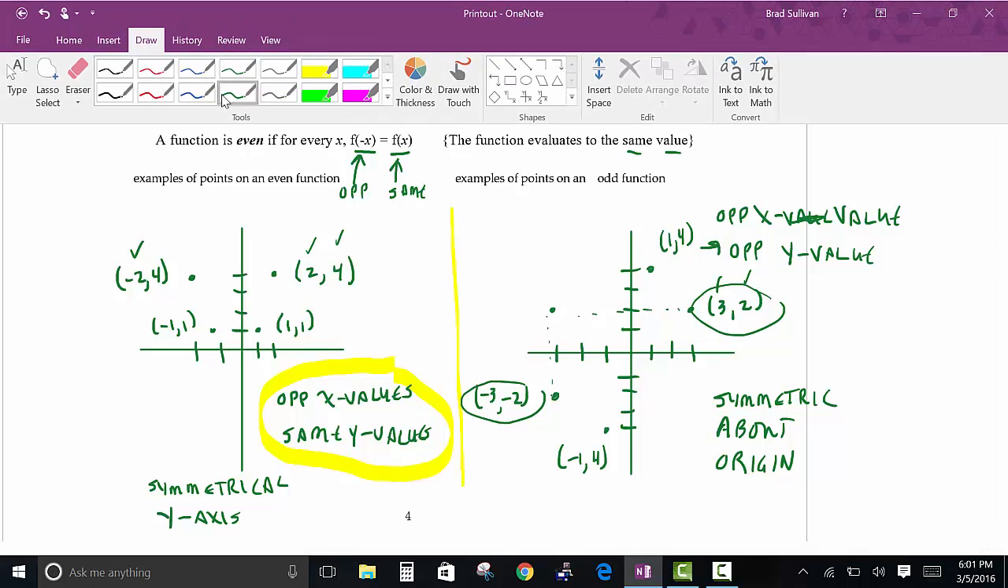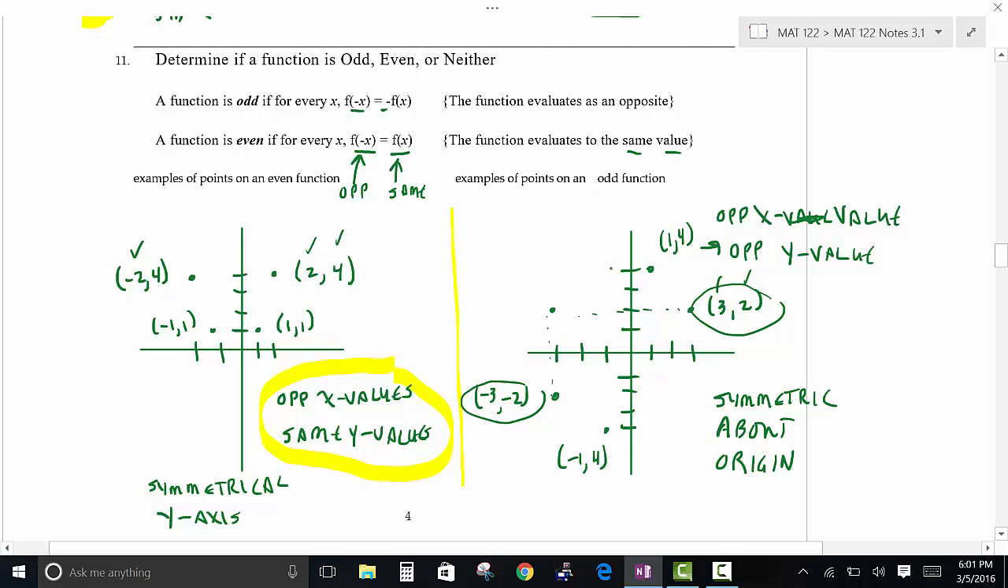The other 2 points work the same way. If you fold over y, that point would go there. Then if you folded over the x-axis, that point would go there. So it's just a matter of going over both axes. That's what we mean by origin symmetry. So again, the way you want to look at an odd function is to think of it as opposite x values will generate opposite y values, like that. And every point on that function is going to be like that.